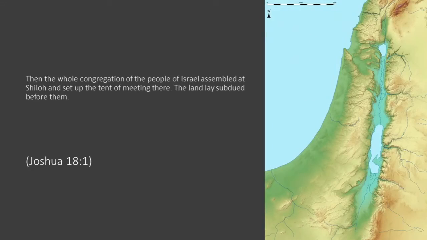It says, "Then the whole congregation of the people of Israel assembled at Shiloh and set up the tent of meeting there. The land lay subdued before them." So the conquest is finished at this point in Joshua 18, and now they set up the tent of meeting, that's the tabernacle, right there in Shiloh. And it would remain there for about 369 years, as far as I understand, so well over 300 years.